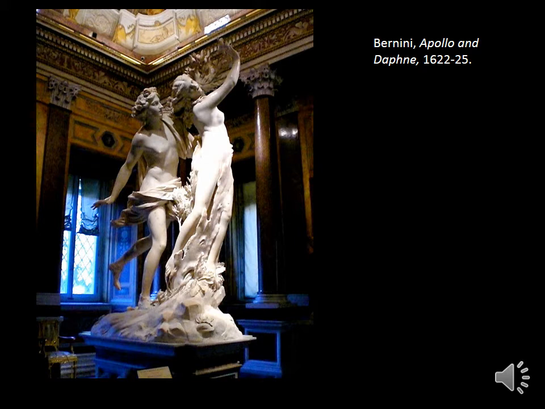Also, make sure you look closely at the details of these figures' facial expressions. That is, the motion executed with facial muscles that convey an emotional state to observers, and their physical gestures. How do all of these factors combine to give the impression of motion and heighten the drama of the scene?